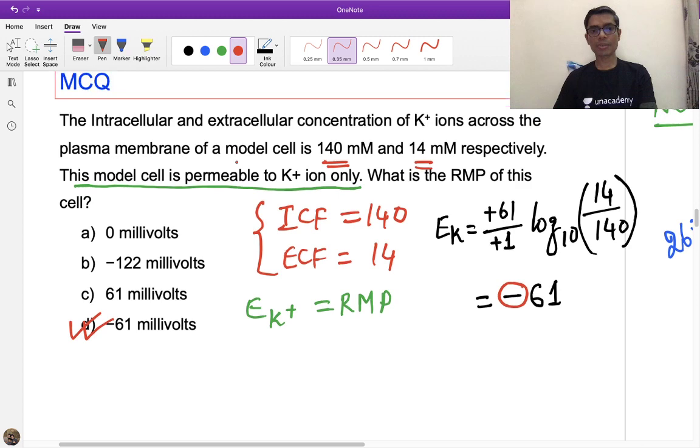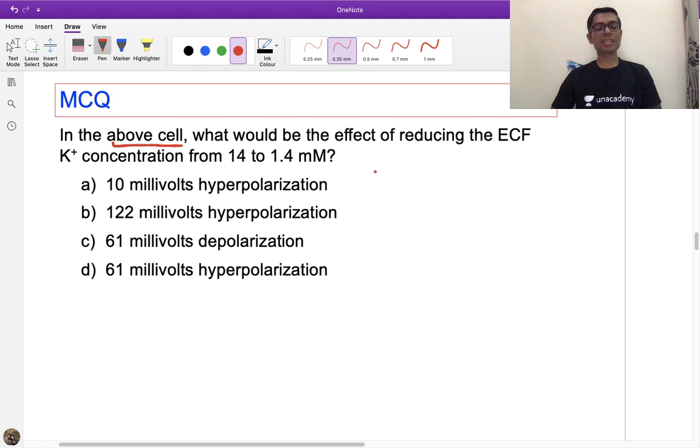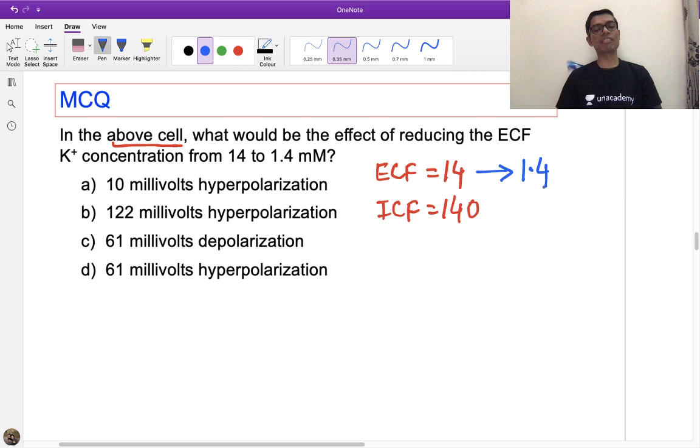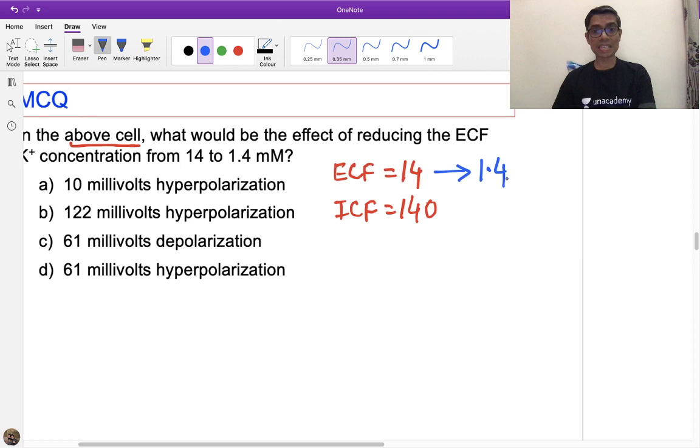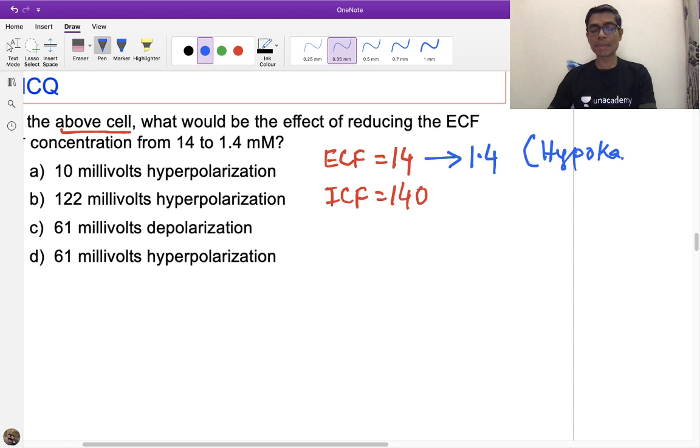Read the question. In the same cell where the ECF potassium was 14 and ICF potassium was 140, they are now saying that if you decrease the outside potassium to 1.4, what will happen? So basically the outside potassium, ECF potassium, decreases. This is a scenario which is nothing but hypokalemia. If you want to correlate this clinically, it is a hypokalemic situation for the cell. So what will happen if there is hypokalemia? The cell will be hyperpolarized.